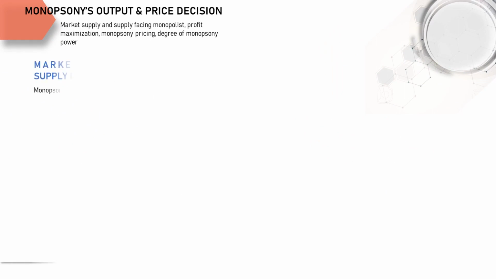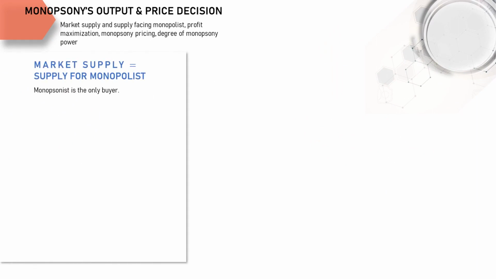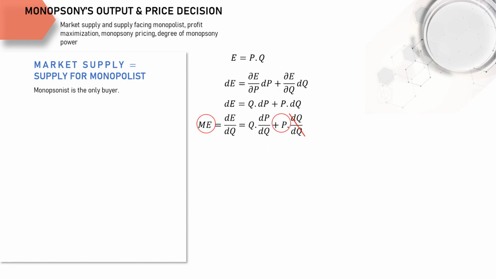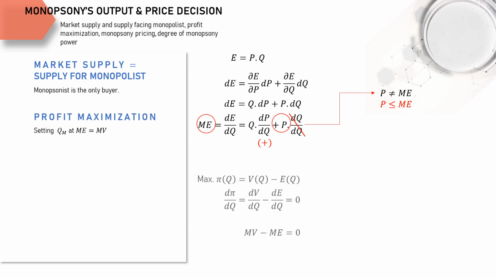For monopsonies, it's just mimicking the monopoly case, but since we are now in the buyer's perspective, the concern is not between revenue and cost, but instead between buying value and expenditure. So here we go, we have the expenditure function up until the derivative, which is the marginal expenditure. Since now the dP per dQ is representing the price-supply correlation, the value is positive. That's why P is not equal to marginal expenditure, or to be more precise, monopsony price is smaller than its marginal expenditure. Profit maximization of monopsonies is like this.